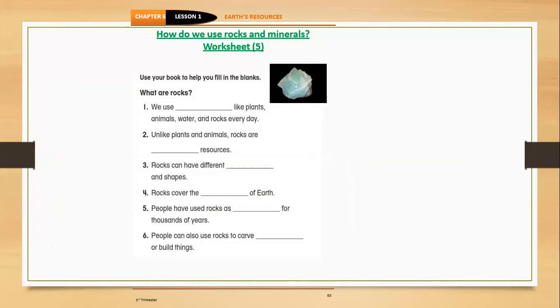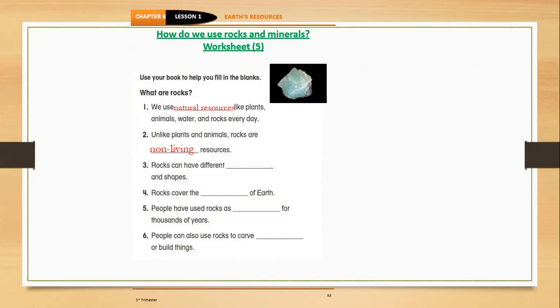Number one, we use what, like plants, animals, water, and rocks every day. We use natural resources. Yes. Number two, unlike plants and animals, rocks are non-living resources. Yes, because plants and animals are living natural resources, while the rocks are non-living natural resources. All of them are natural resources, but the plants and animals are living, and the rocks are non-living. Okay?